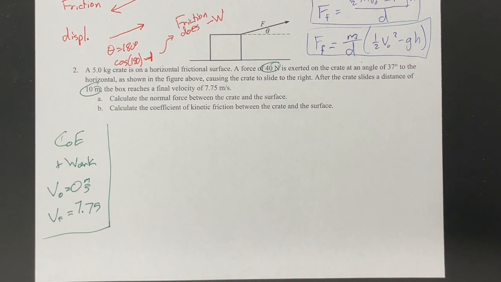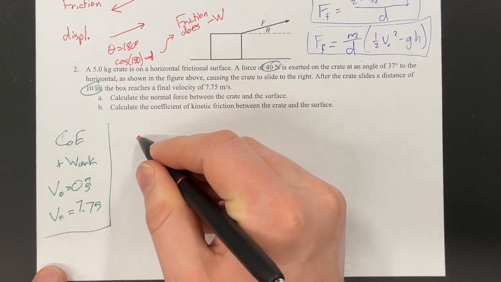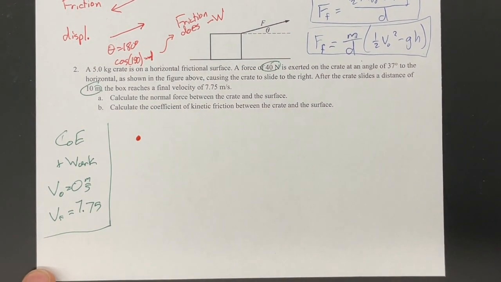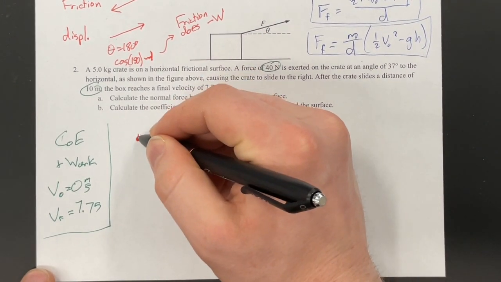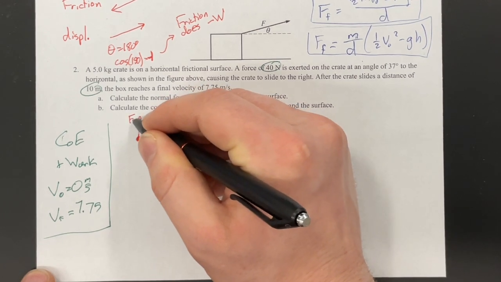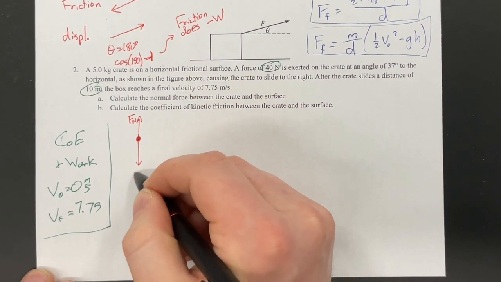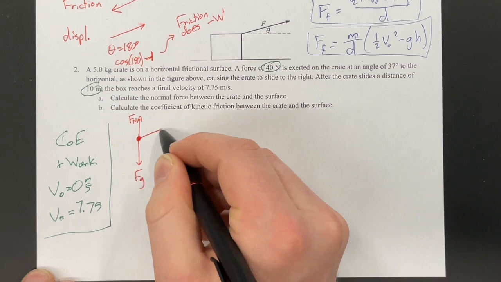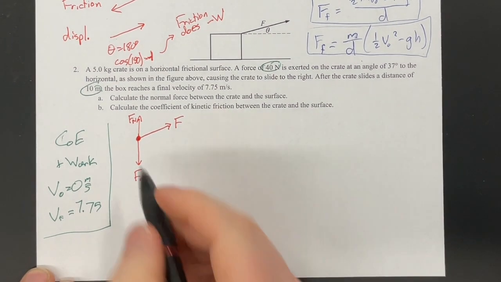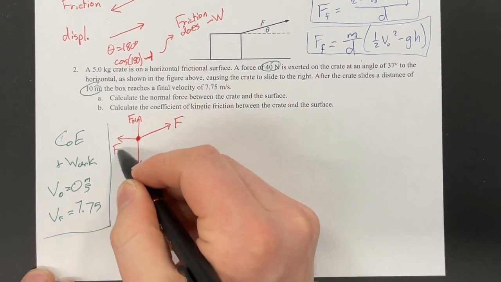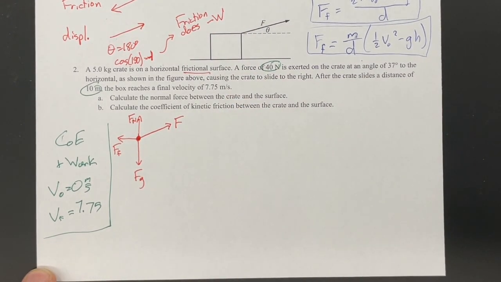Part A, though, says calculate the normal force between the crate and the surface. So this is backing up one unit to all of our forces at an angle. If you're asked to calculate a force, first thing we've got to do, free body diagram. So there's going to be a normal force from the ground, force of gravity pulling it down, that force with which we are pulling, which they've just labeled as F, and then force of friction because it is a frictional surface.